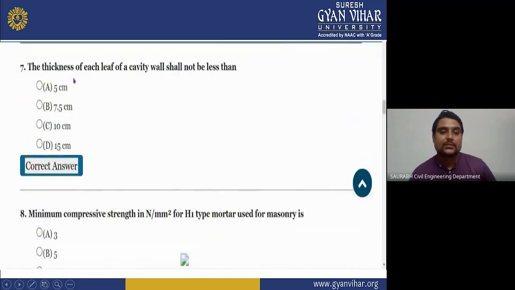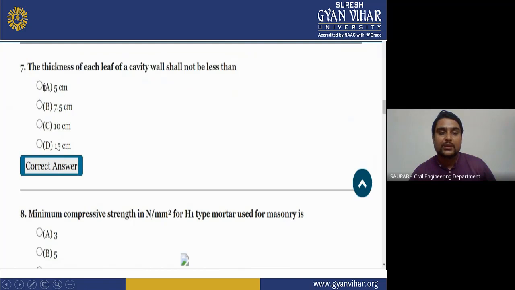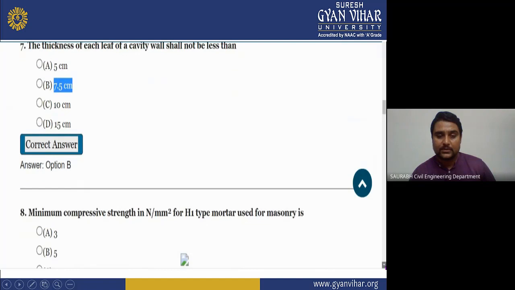Come on, the seventh question. The thickness of each leaf of a cavity wall shall not be less than what? What will be the right answer? 5 centimeters, 7 centimeters, 10 centimeters, 15 centimeters. Here the right answer will be 7.5 centimeters.